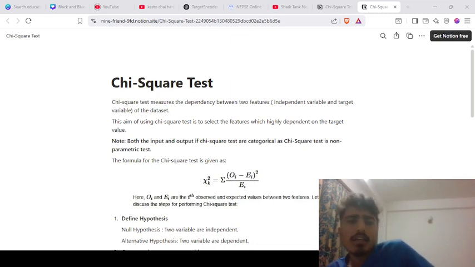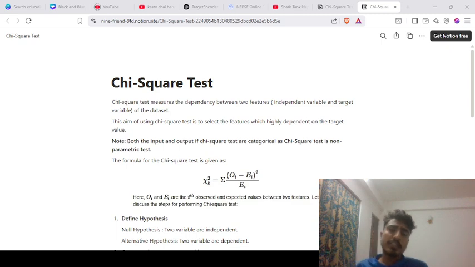Hi guys, today we're gonna discuss the chi-square test, which is a non-parametric test. You can see in the documentation I have prepared here. Diving into the chi-square test, let's get into the introduction part. The chi-square test measures the dependency between two features. Today we'll see the coding session and the theory part as well.